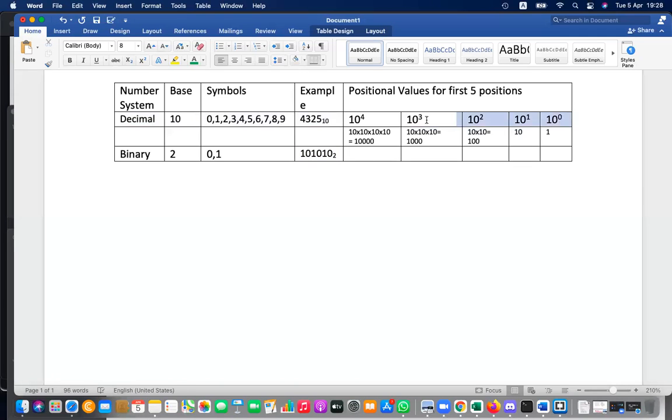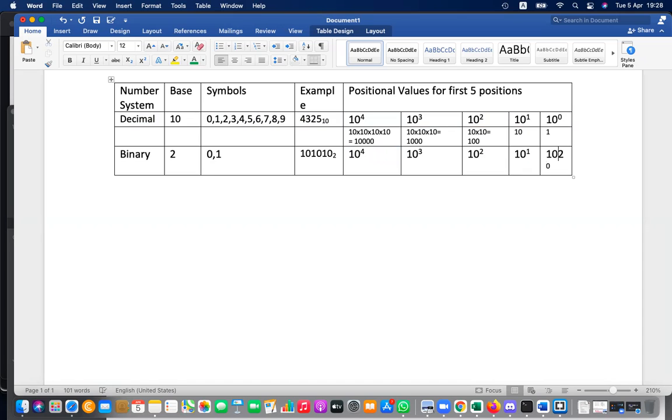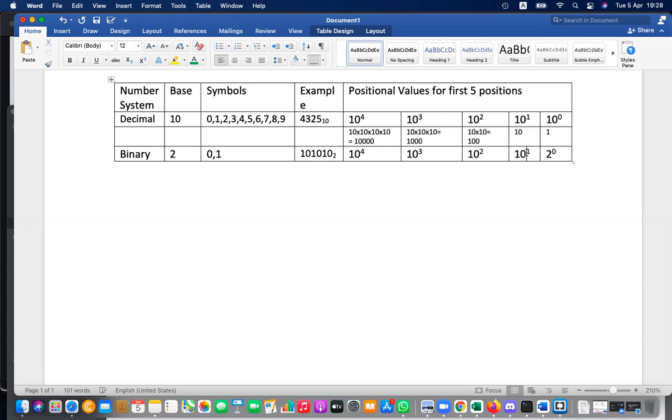Okay, the powers will be now, these were 10 to the powers before, so it will be 2 to the power. Because the base is 2 now, it is 2 to the power.